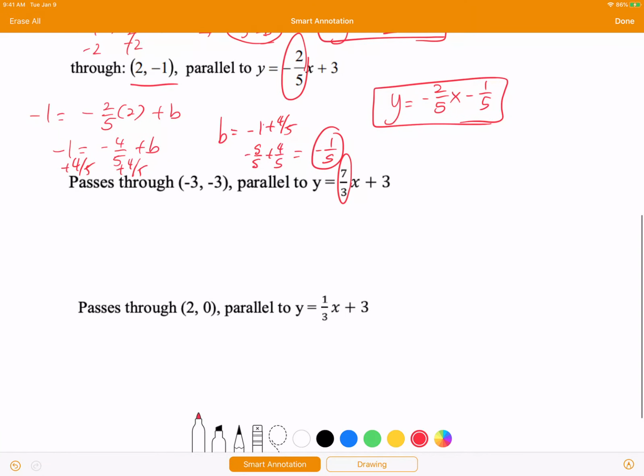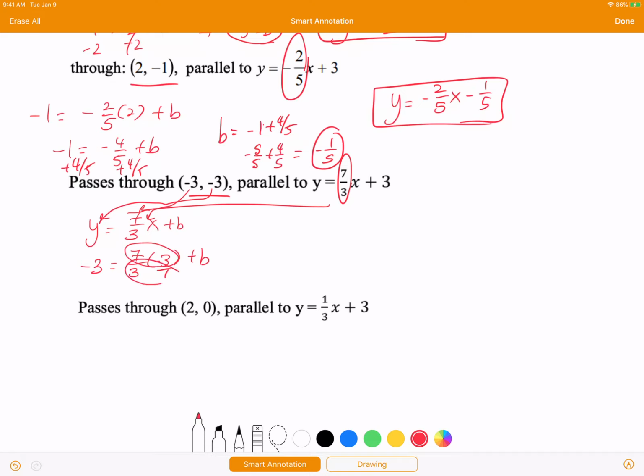Again, take the slope to be the same and the coordinate. So I get y is equal to 7 over 3x plus b. That's the same slope. I'm going to plug in my y, plug in my x. So I get negative 3 is equal to 7 over 3 times negative 3 plus b. When you do your math by putting this over 1 and multiplying the top and the bottom together, you should get negative 3 is equal to... Okay, so there we go.